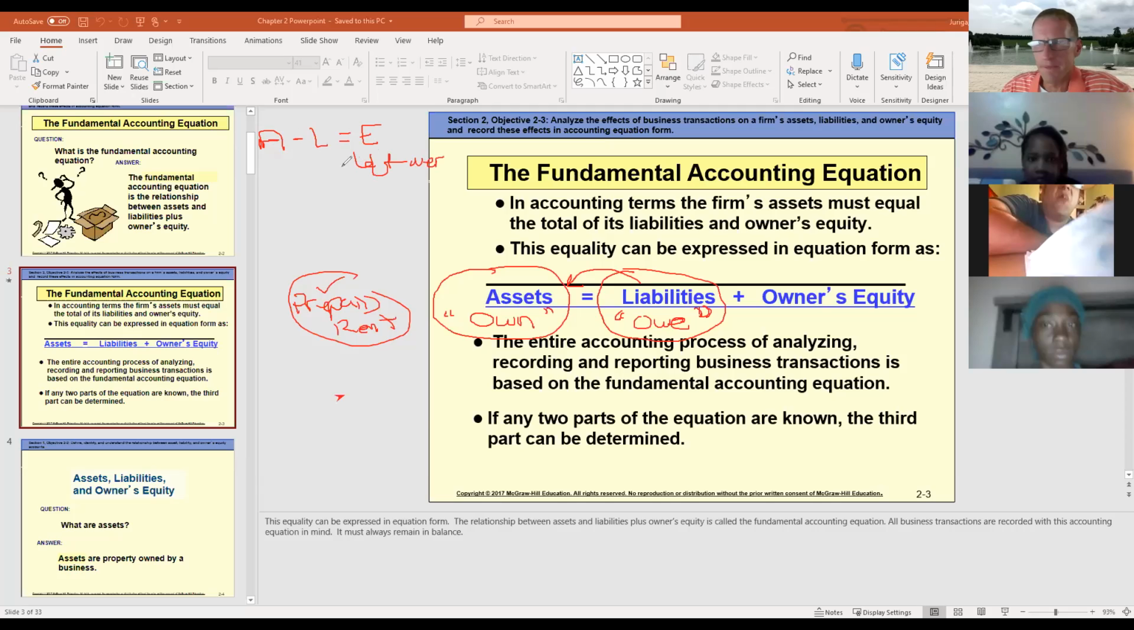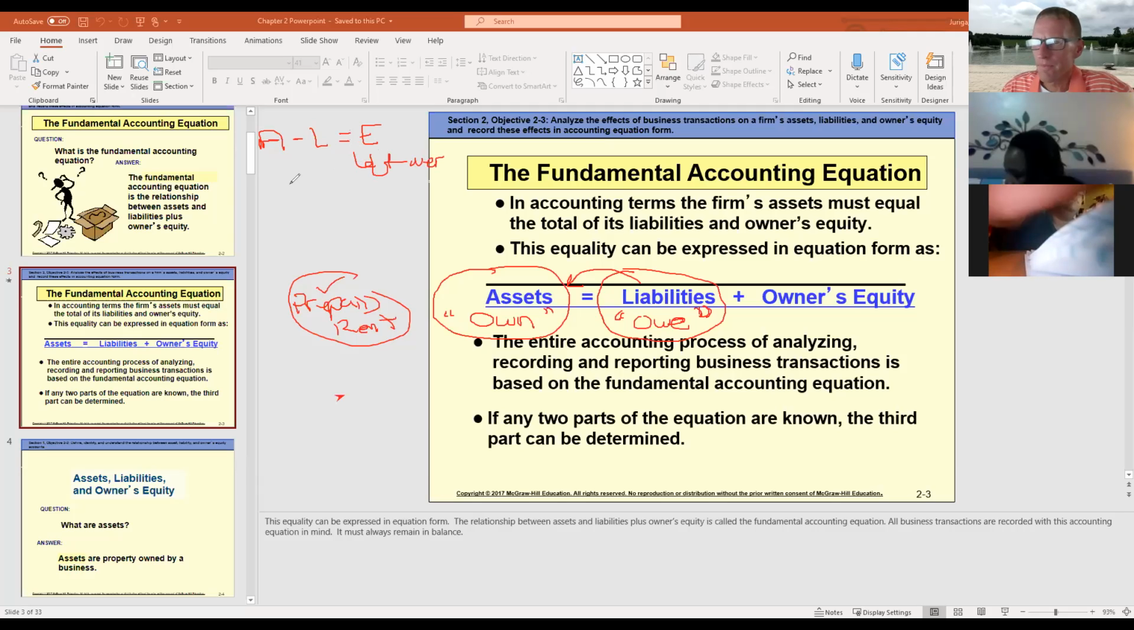It's what's remaining. And if you think about this, hopefully it's positive, right? You typically want to have positive equity. In other words, you want to have more assets than you have debt. You want to own more than you owe, okay?